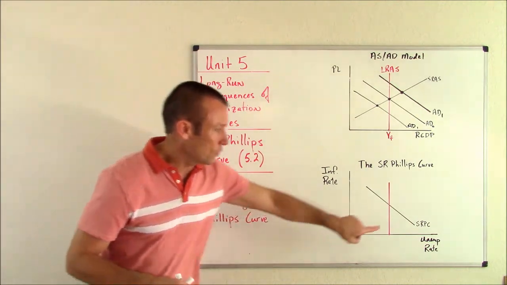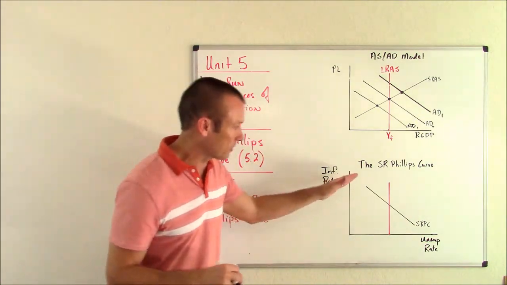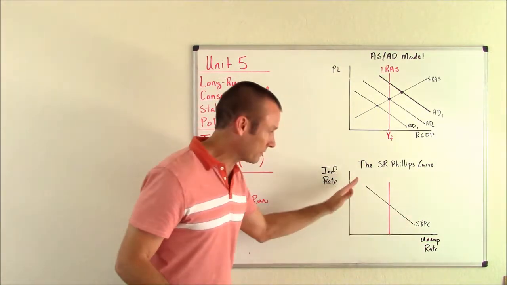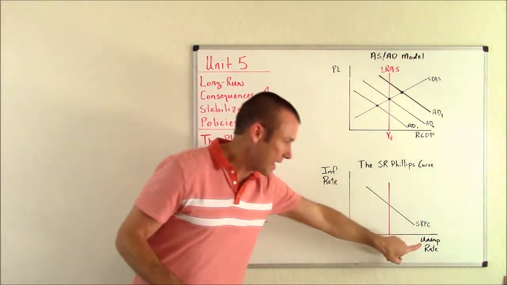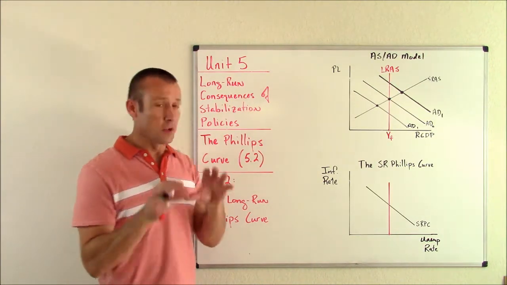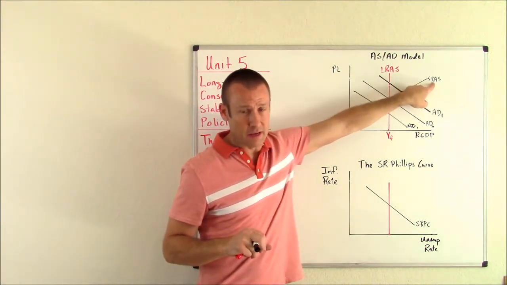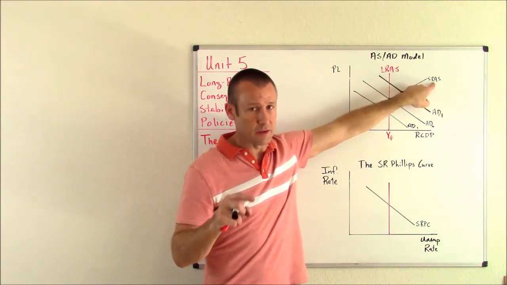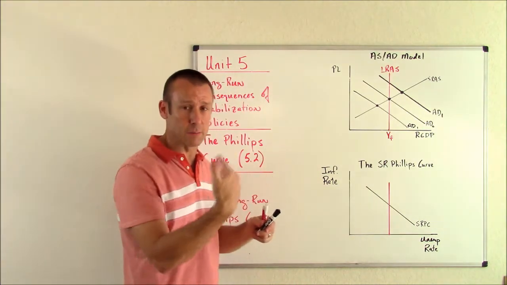In part 1, we talked about the short-run Phillips curve, and we found out that the short-run Phillips curve has a negative slope. It is downward sloping, showing an inverse relationship between the inflation rate and the unemployment rate in the short run. Remember, going along with that, we said that we are always on the SRAS. That's right, we are always on the SRAS. We also said that AD is more unstable than SRAS.